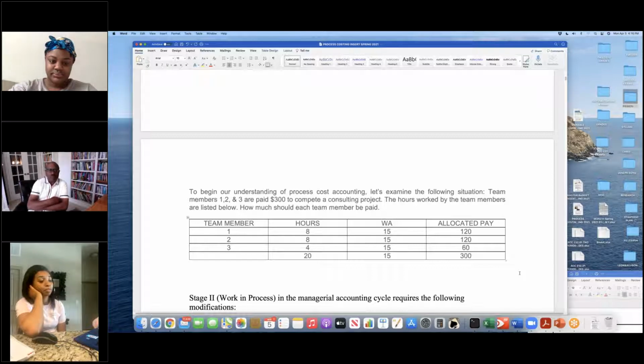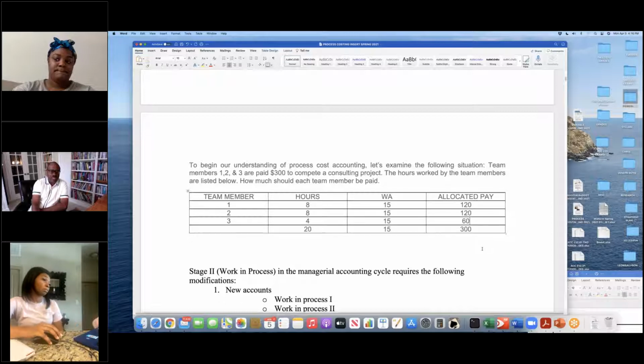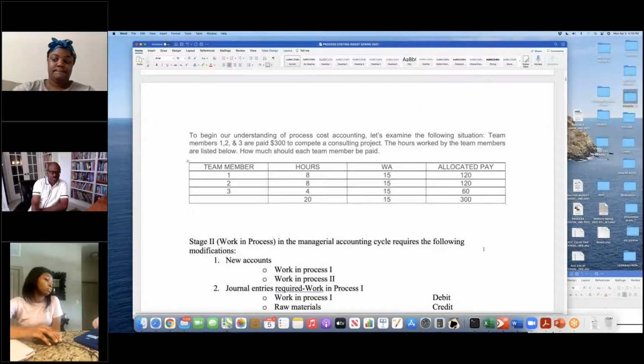So we could give everybody 100, but this seems like a better way to do it, to come up with a weighted average rate and assign the pay based on that. So keep that in mind as we go through. Let's keep that in the backdrop as we go through.